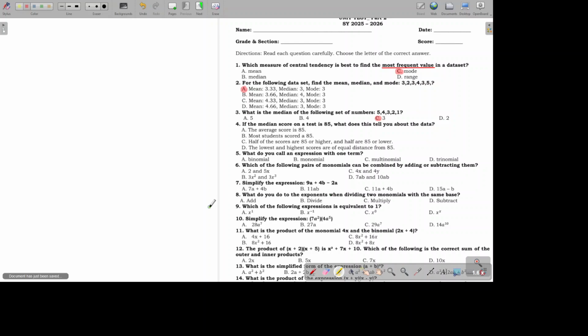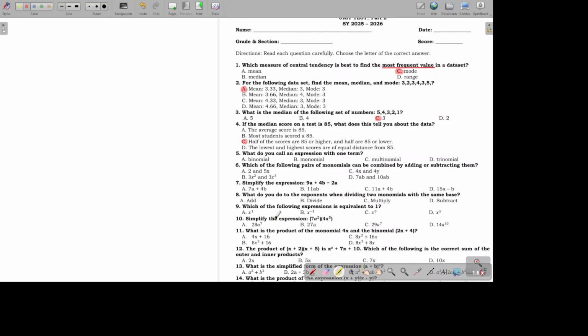Okay, let's have number 4. If the median score on a test is 85, what does this tell you about the data? Okay, so it says median. Median is the middlemost, meaning half of the scores are 85 or higher and half are 85 or lower. We don't actually know how far they are from 85 or how close they are to 85 on the lower or the higher part. We just know that half got 85 or higher and half got 85 or lower because what we're talking about is the median.